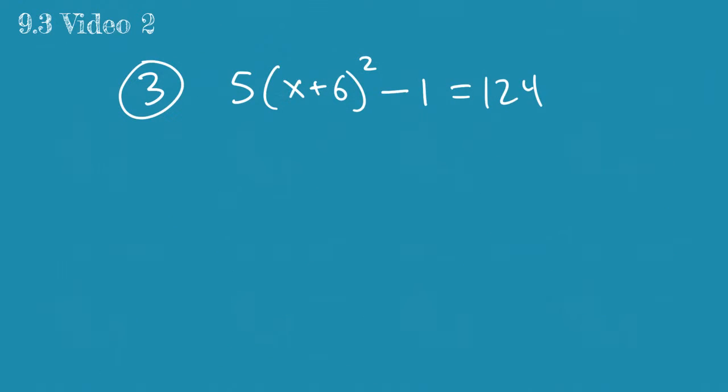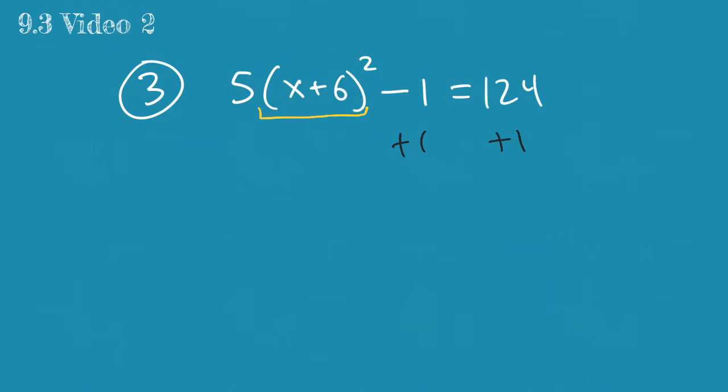Number 3. So now the way we can make these a little more complicated is by adding some extra steps to it. So once again, my first rule is that I have to get the parentheses squared alone. So I have to use inverse operations here. I'm going to add 1 to both sides.